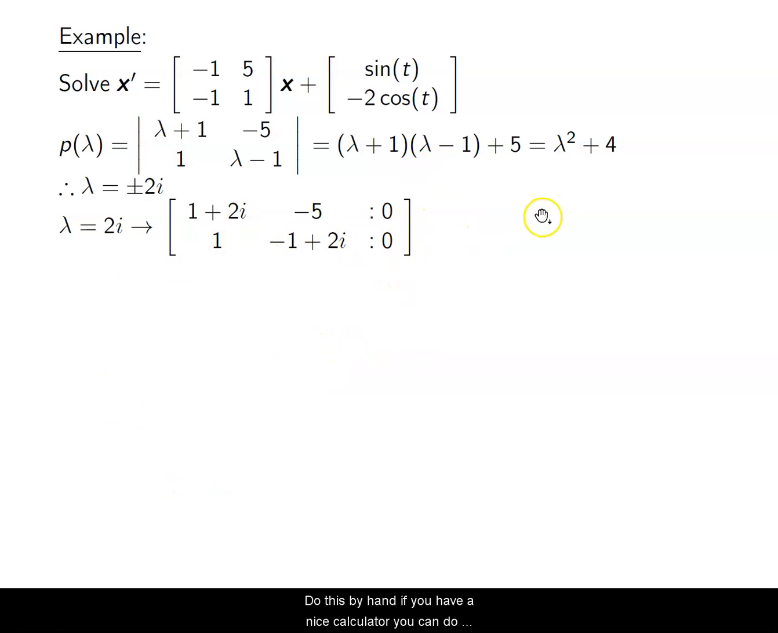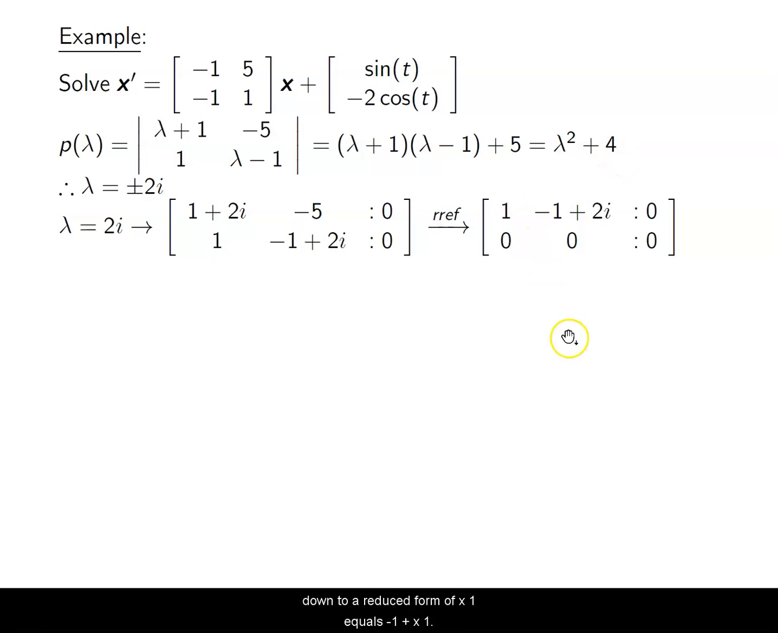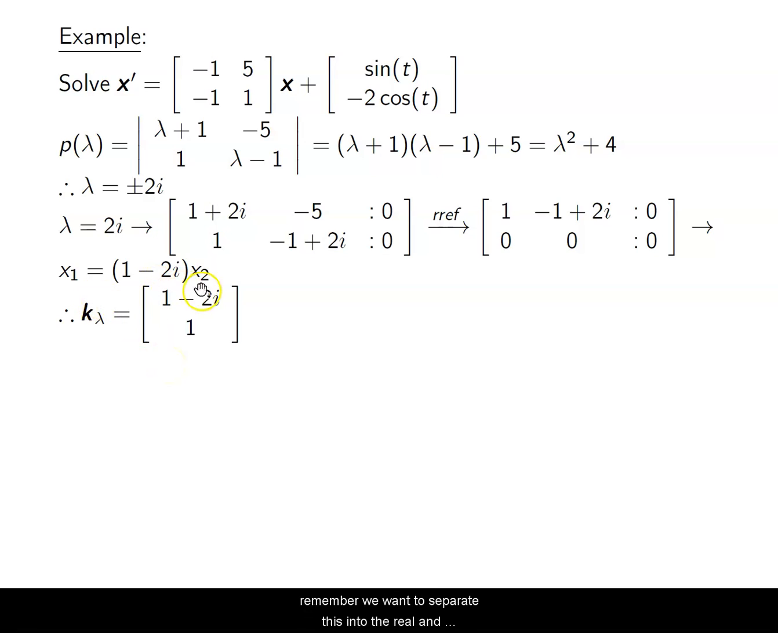Do this by hand. If you have a nice calculator, you can do this on your calculator. That's fine. But you should come down to a reduced form of x1 plus (-1 plus 2i) x2 equals 0. Obviously, I need to move this to the other side. This is our relationship. I let x2 equal 1, then x1 equals 1 minus 2i. So that is my eigenvector.